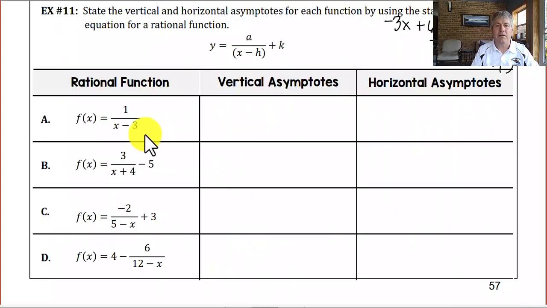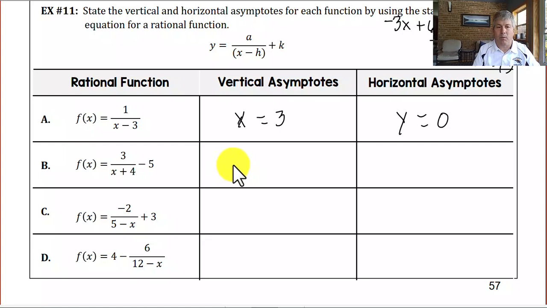Sample 11 asks us to find the vertical and horizontal asymptotes for each of these functions. A little bit of practice of things that we've already put into place in previous videos. So our vertical asymptote, we're just shifting 3 units to the right. So we have a vertical asymptote at x equals 3, and our horizontal asymptote is at y equals 0. The limit as x approaches positive and negative infinity is going to 0.